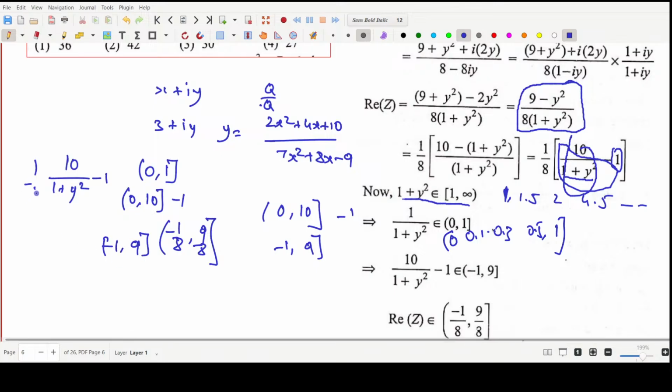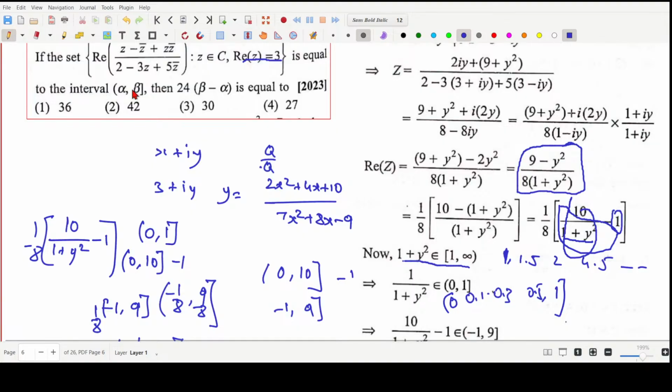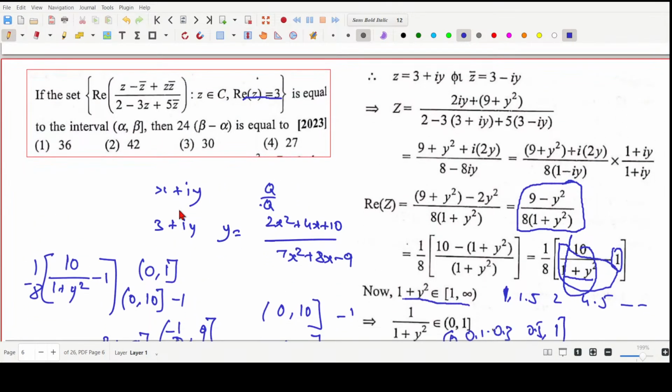Then if you multiply with 1 by 8, you will multiply this also with 1 by 8, right? Minus 1 by 8 to 9 by 8. Okay? Yes, sir. So this is our alpha beta. Understood now? Okay. Just try this, it is a little bit lengthy. Take 2 minutes and try to finish this.